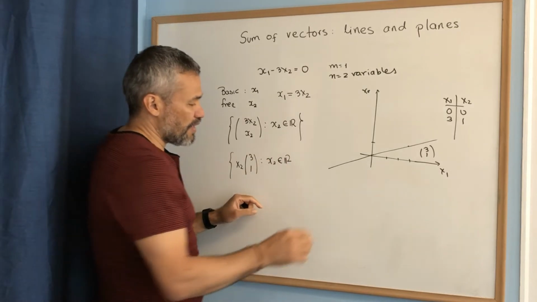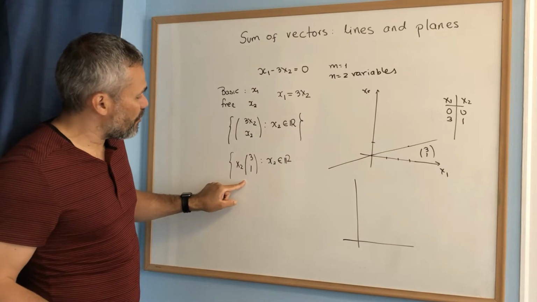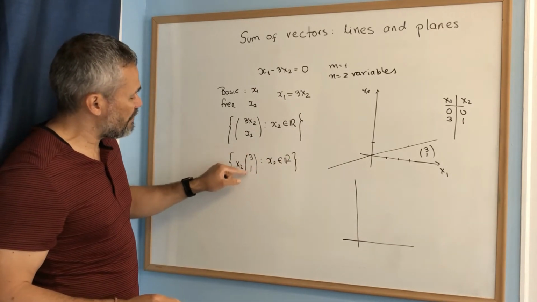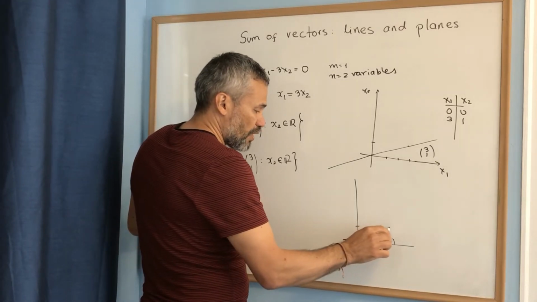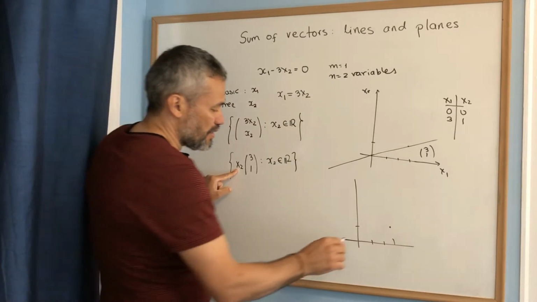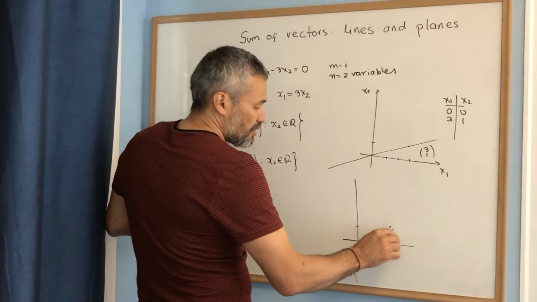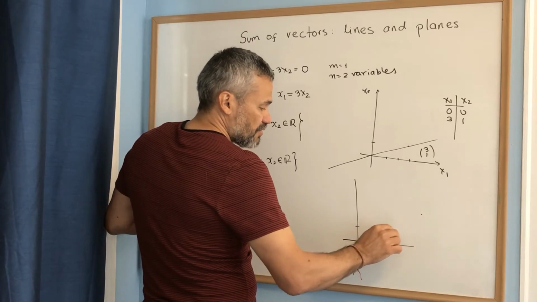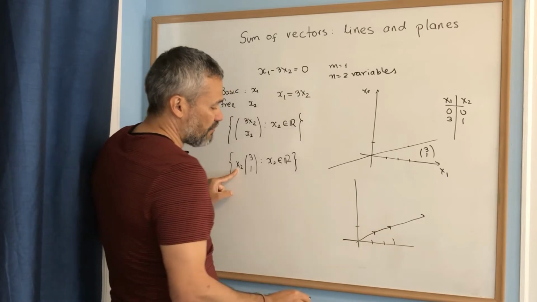When we think about this, we notice that this solution can be viewed as all the multiples of the vector 3, 1. For example, when x2 is 1, then we get this vector. When x2 is 2, then we get twice that vector. When x2 is 1/2, we get 1/2 of the vector.